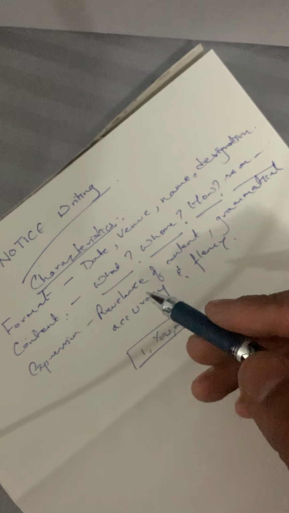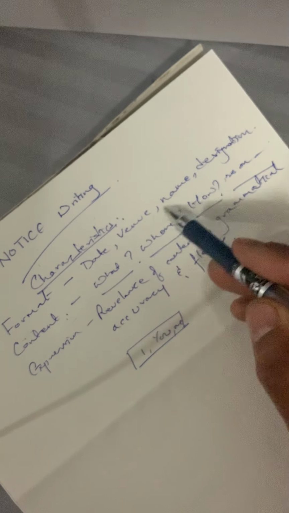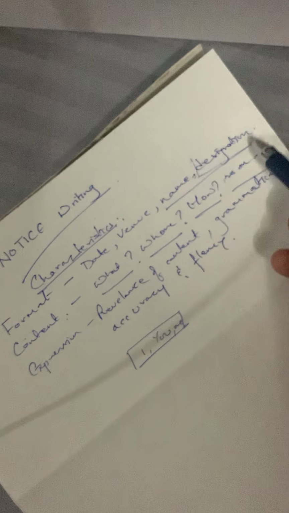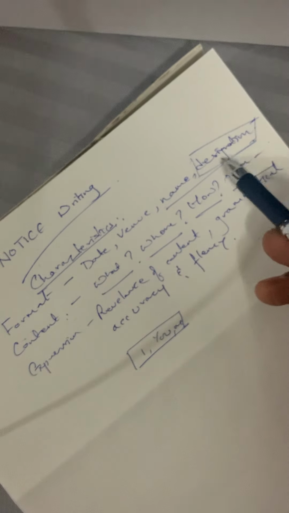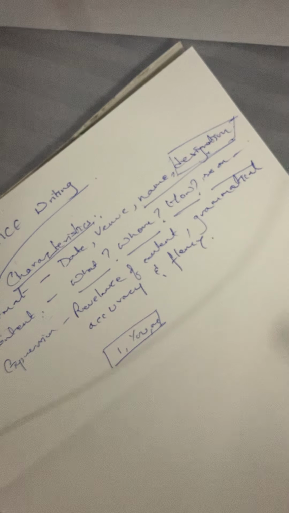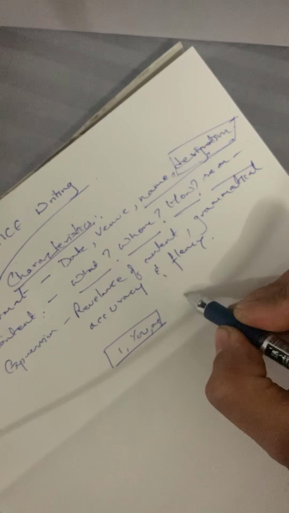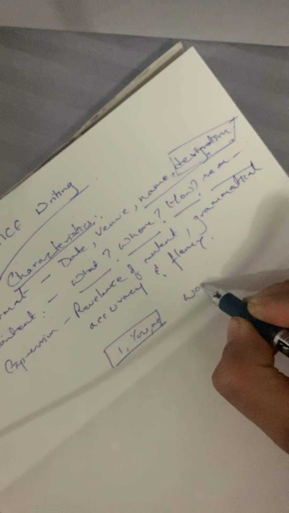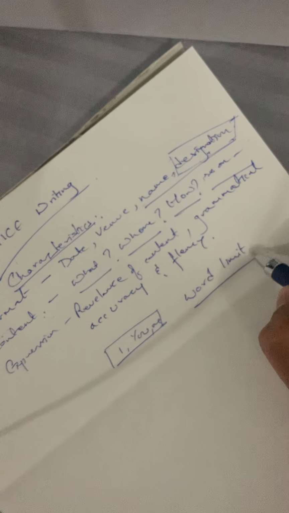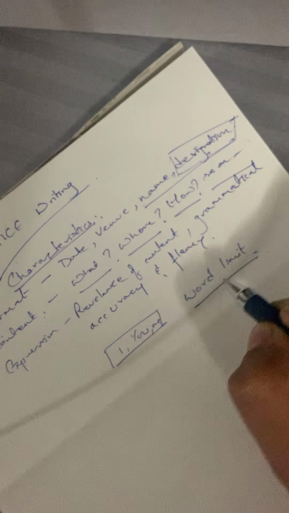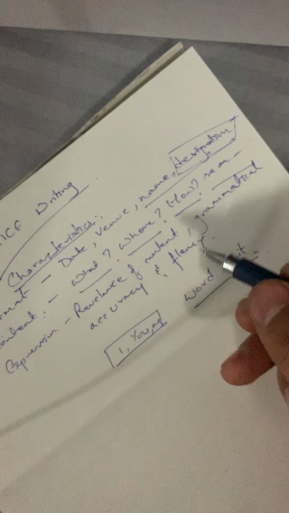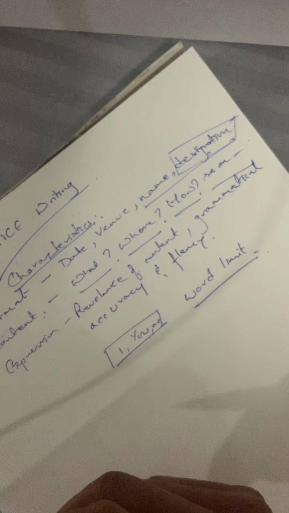And then obviously it has to be signed by the person who has written the notice, and the designation represents the authority on which the notice is being written. And obviously the most important one is the word limit. You have to stay within the word limit, because that is what you are being tested on. If you go beyond the word limit, then you will be marked negatively.